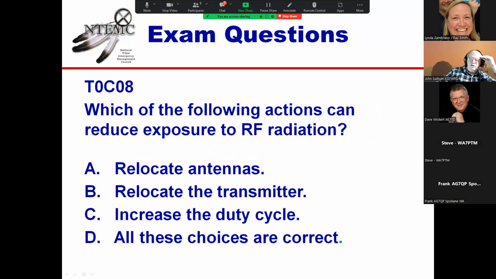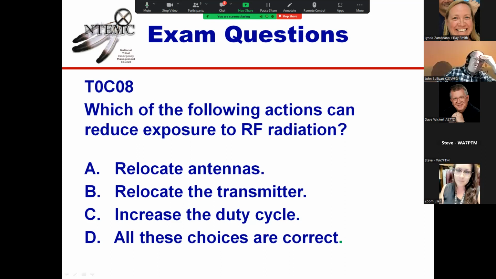Which of the following actions can reduce exposure to RF radiation? Okay, so if we don't want to get exposed, how can we? Well, we could move the antenna somewhere where it's away from people. Yeah, that would do it. Relocate the transmitter? Well, moving the transmitter doesn't have any effect, because the RF is radiating out of the antenna, not out of the transmitter.